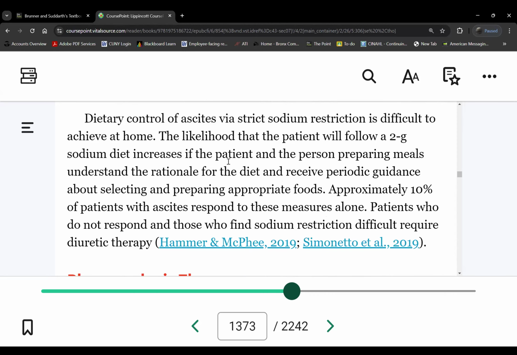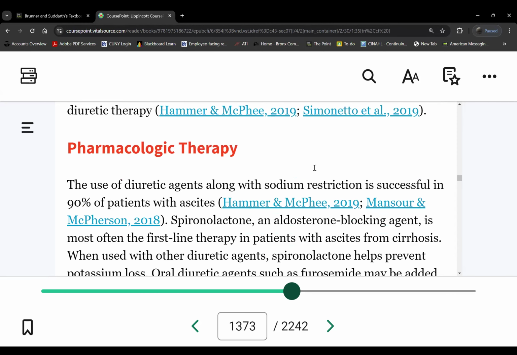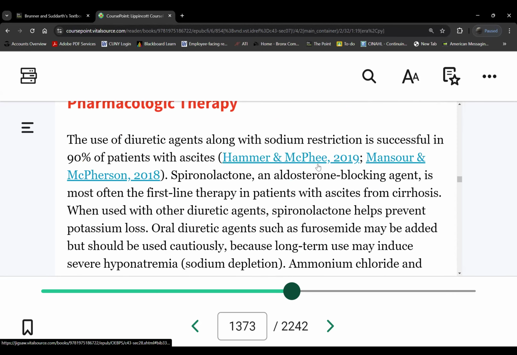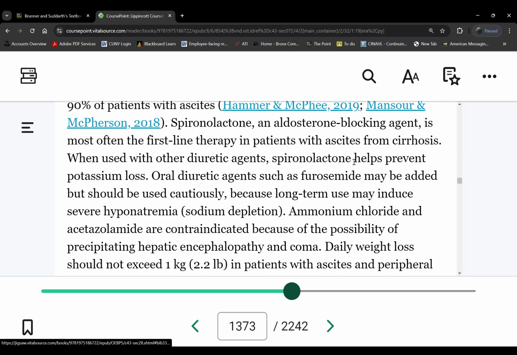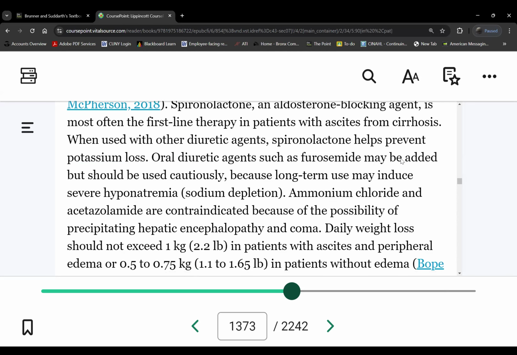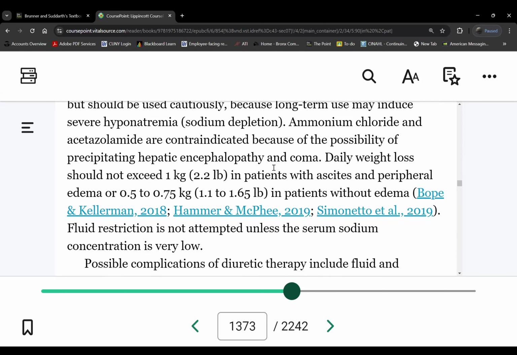Okay, so besides dietary control, let's go to drugs. Diuretics will be prescribed. As to which choice, that's not our problem. That will be the doctor's choice, whether it's the potassium wasting or sparing diuretics. But you're responsible again for the side effects. We won't repeat it in this chapter.